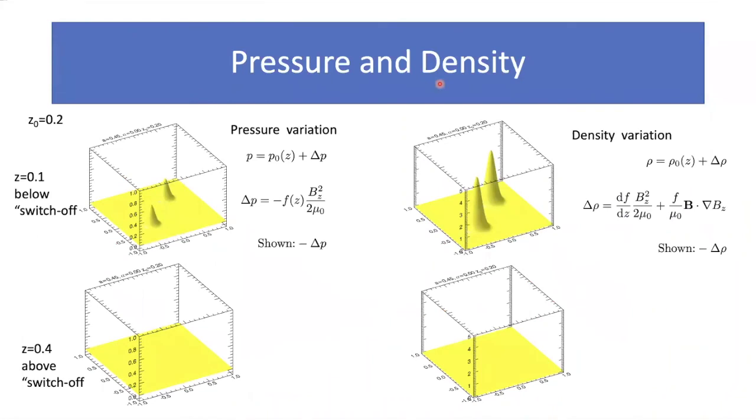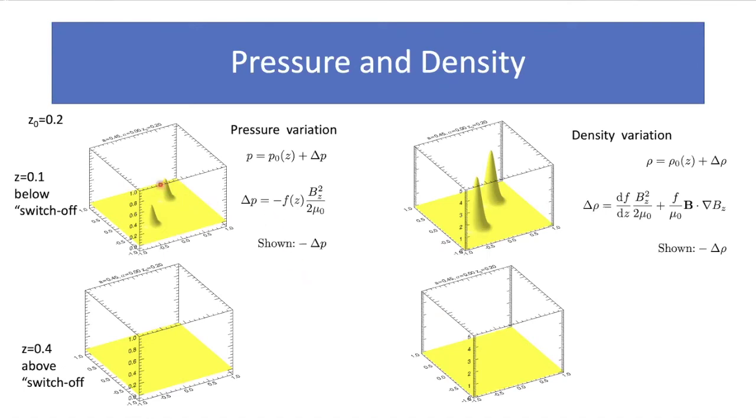Okay, one other thing that you get out of these models is the pressure and the density, and you have a pressure and a density which consist of a stratified background pressure and a stratified background density, which are connected to each other, plus a variation delta P and delta rho, for which I've given the formula here, but you don't need to look at that, which modify the stratified atmosphere in 3D.